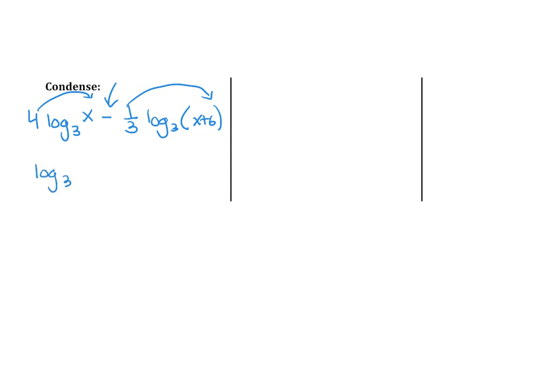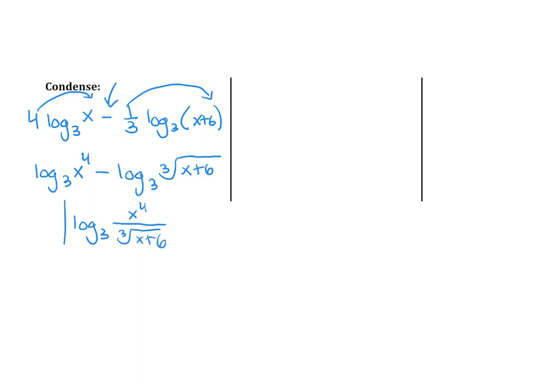Log base 3 of x to the 4th minus log base 3 of, the power of 1/3 is the same as the cube root of x plus 6. And now we can condense it into the quotient. So log base 3 of x to the 4th over the cube root of x plus 6.